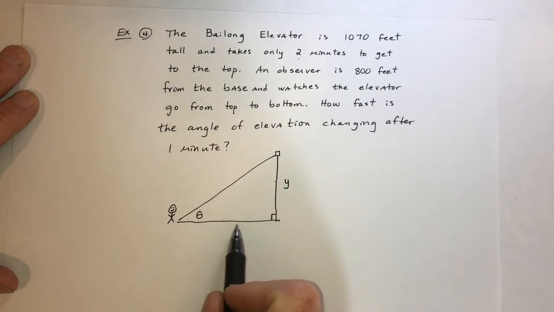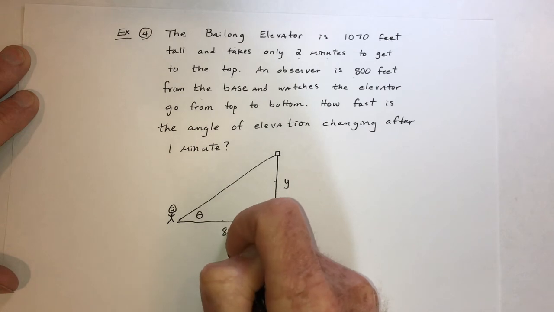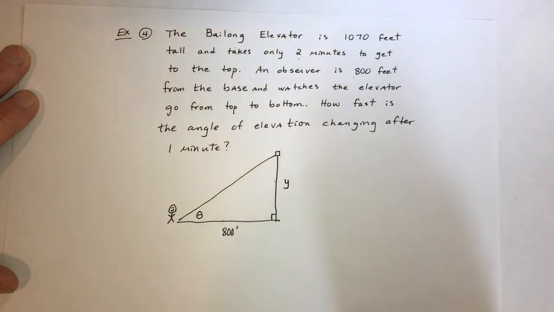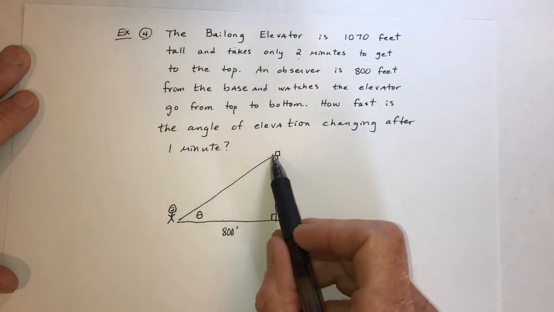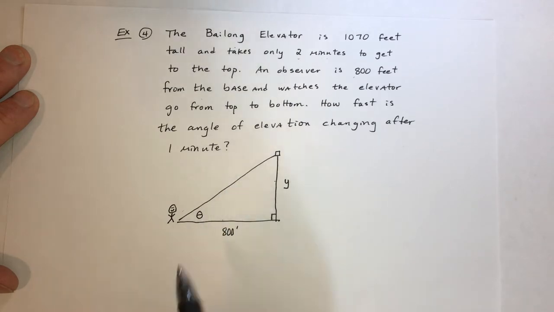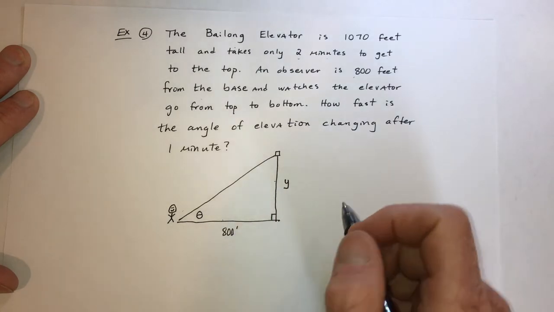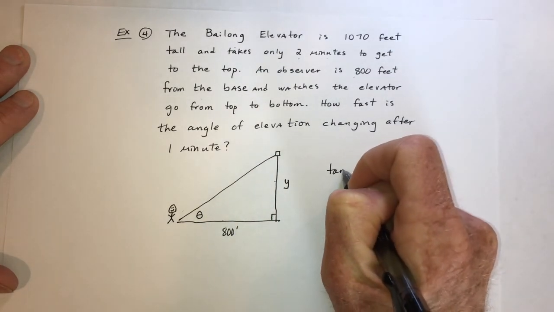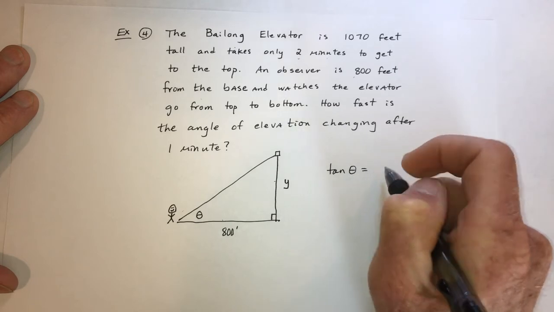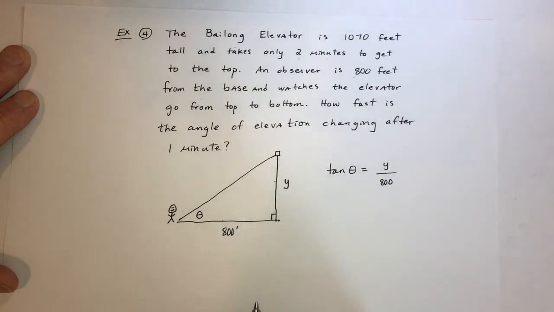And this is not going to change. They're going to be standing 800 feet away. So this I could go ahead and put as 800 feet. And the question does not ask anything about the distance between the person and the elevator, so I don't really need to put anything right there. Well, that means we're going to be using these two sides, which is opposite and adjacent. So that's going to be tangent. So tangent of theta equals the opposite over the adjacent.